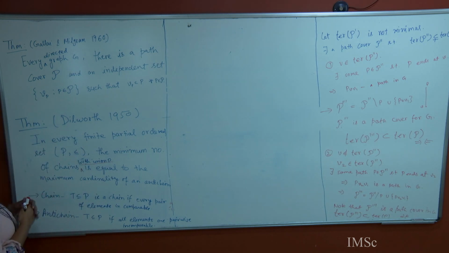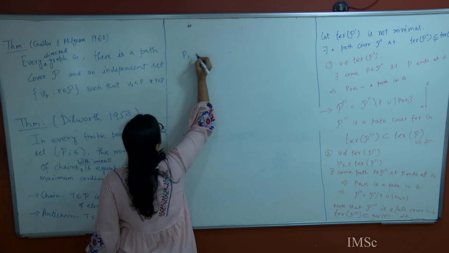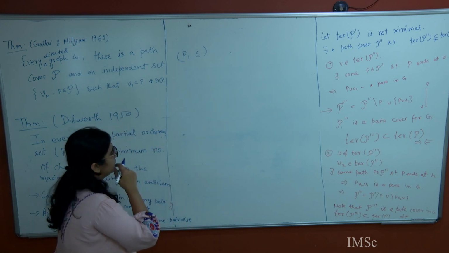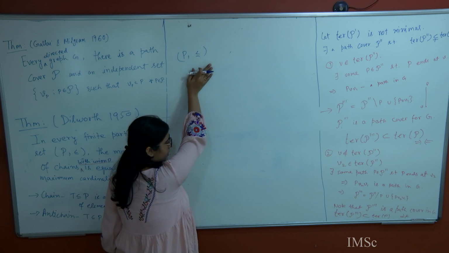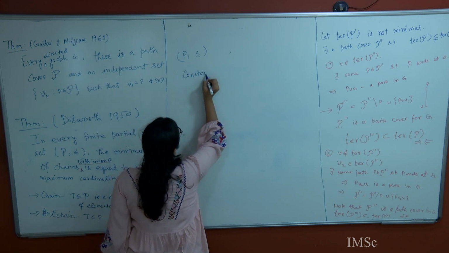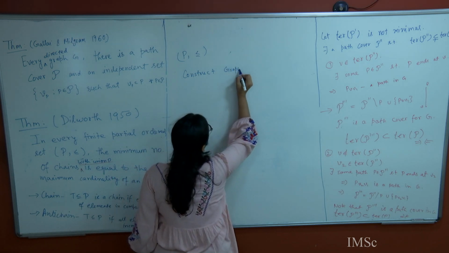Okay. So, to use this theorem, we have to make a graphical model for this. We have this given partial order set with the relation. So, what we will do, we will make a graph. Let us construct a graph G.